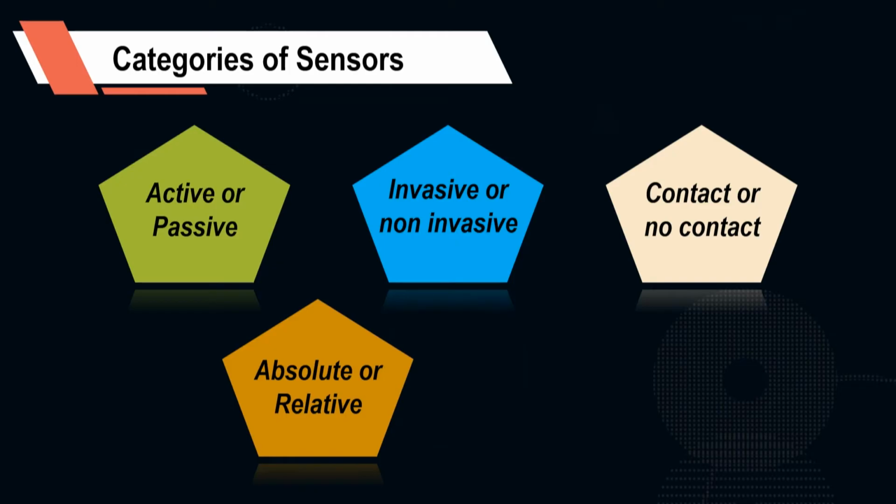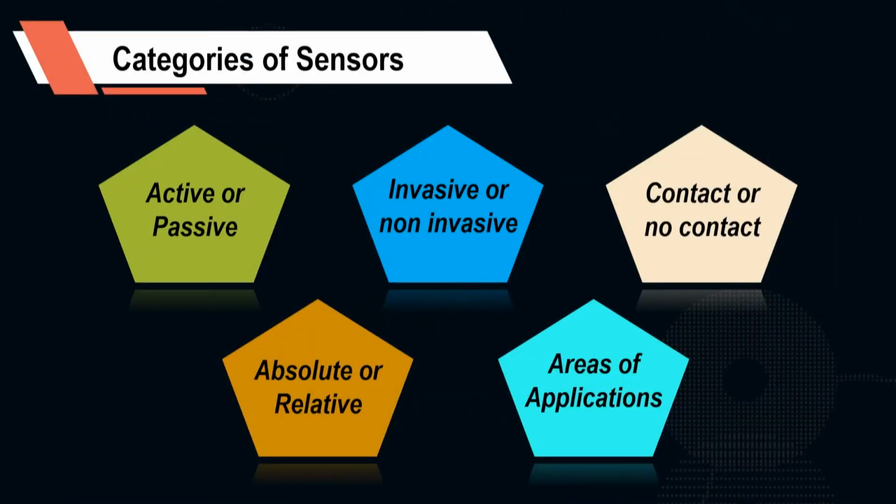No-contact sensor means, for example, a temperature and humidity sensor, where the sensor is kept in the environment with no contact with any physical thing or physical object, and at that time also the sensor can sense the data. Then there is the absolute and relative category, meaning the sensor takes the value as an absolute value or sometimes measures the value as a relative value. Depending on those, it can be categorized as absolute or relative sensors.